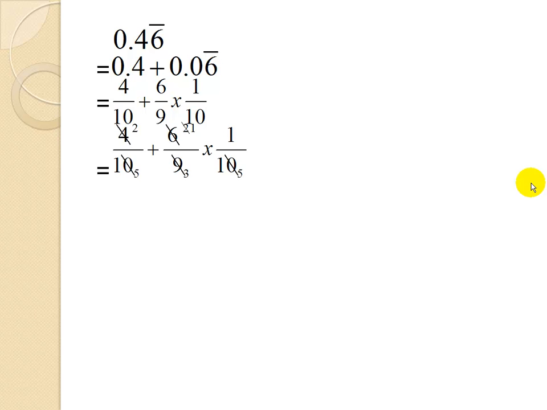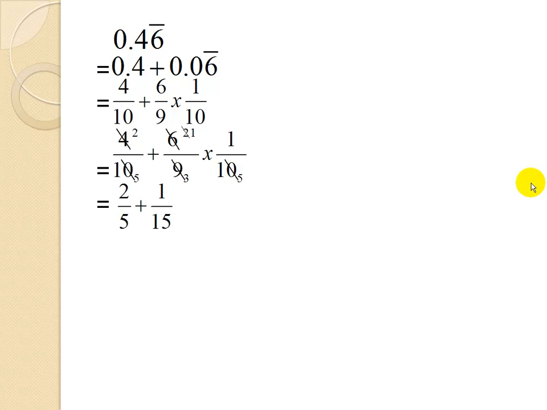So when we continue, 4/10 will be reduced to 2/5, 6/9 will be reduced to 2/3, and furthermore the 2 and the 10 can reduce to 1/5. So we will have 2/5 plus 1/15. Finding the LCM will be 15, and so the new numerator will be 6 plus 1, which will give you 7/15. That is our answer.